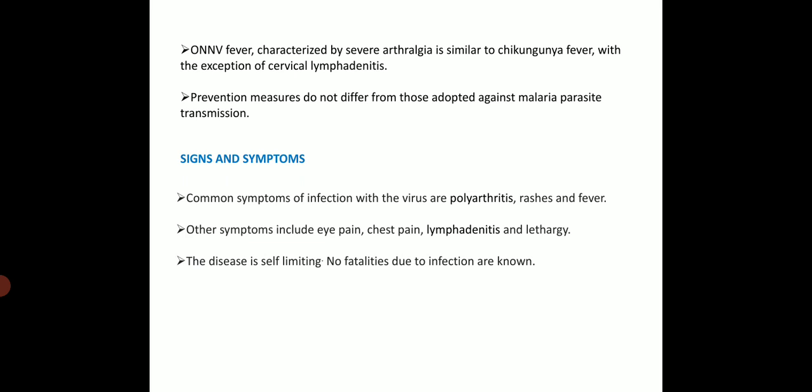ONN fever, characterized by severe arthralgia, is similar to chikungunya fever with the exception of cervical lymphadenitis. Prevention measures do not differ from those adopted against malarial parasite transmission. Common symptoms are polyarthritis, rashes and fever. Other symptoms include eye pain, chest pain, lymphadenitis and lethargy. The disease is self-limiting, and no fatalities due to infection by this virus are known.